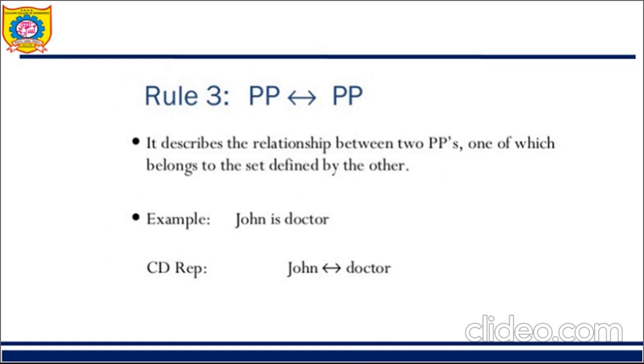The next is PP PP. PP PP stands for picture producer, and this is again a picture producer. It describes the relation between two PPs, one of which belongs to the set defined by the other. For example, John is a doctor. So who is John? Doctor. So John is a doctor. This is also a picture producer, this is also a picture producer, but one of which belongs to the set defined by the other. So doctor has defined a set and John belongs to that set. It's that simple. So John is a doctor. Mary is a teacher. So Mary, double arrow, teacher. Teacher defines a set to which Mary belongs.